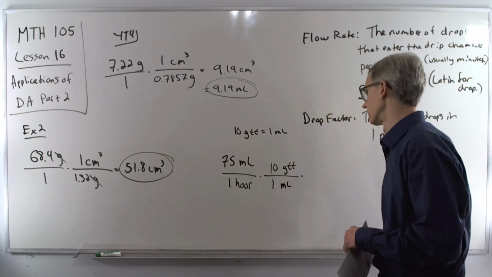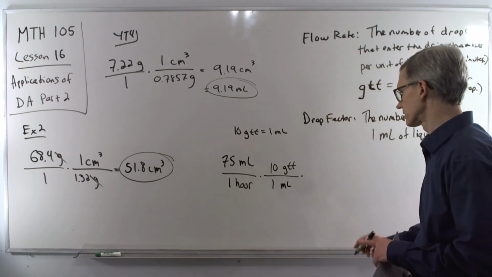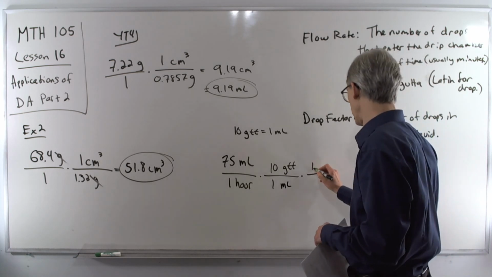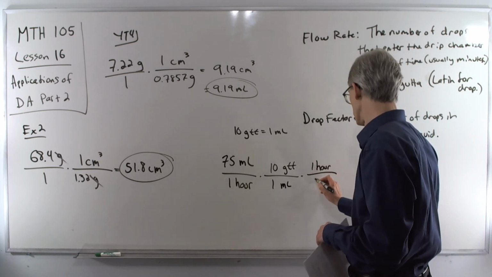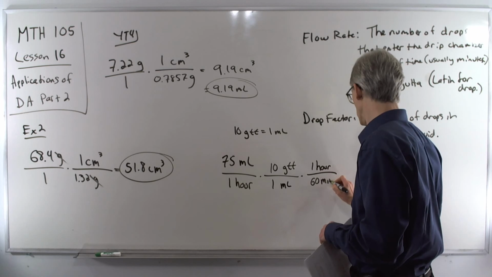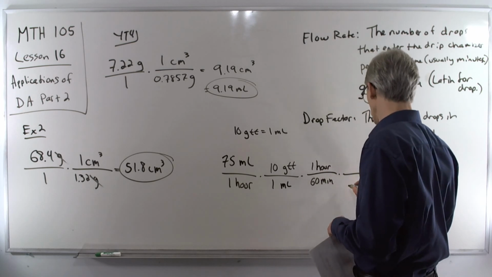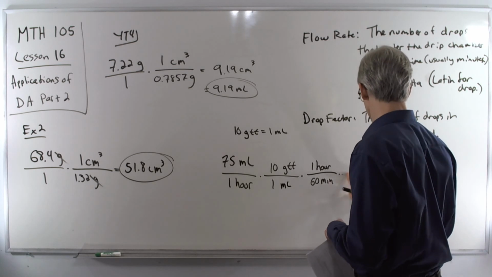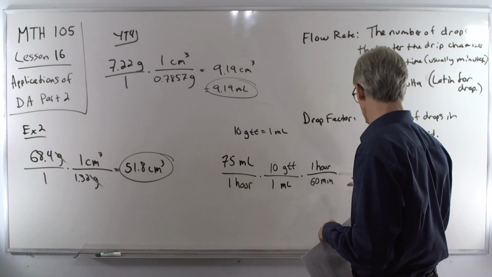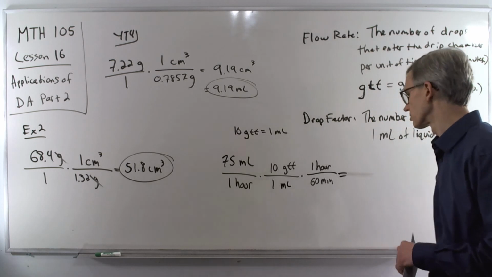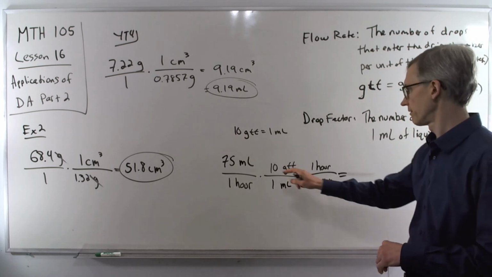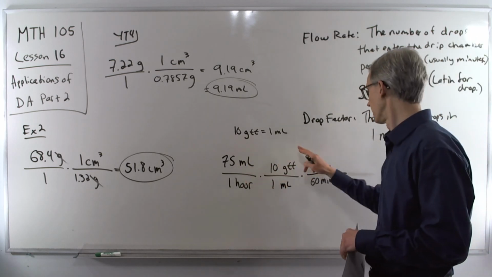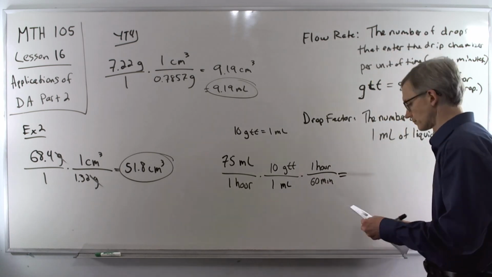10 GTT. Now we need to go from hours to minutes. So 1 hour, 60 minutes, and that's it. All right, so those are the two conversions we need. So we're going to take 75, multiply by 10, and then divide by 60.